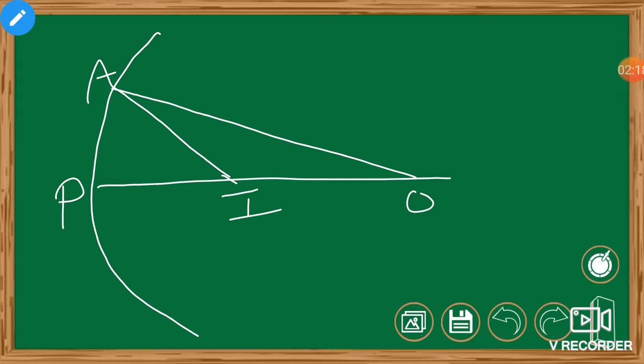So the incident ray meets the mirror at point A and the reflected ray starts from the point A and hits the principal axis at point I. So here we have both the incident ray and also the reflected ray. So what is needed here? To define an angle, we should put a normal here. So we should draw a normal here to bifurcate the angle.